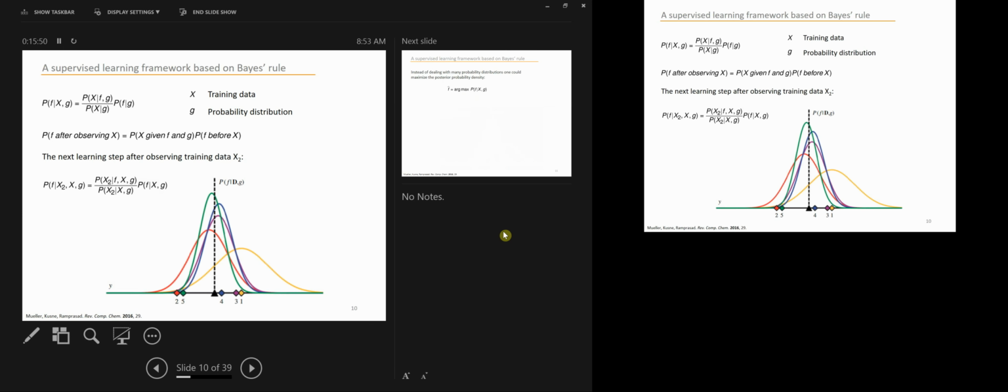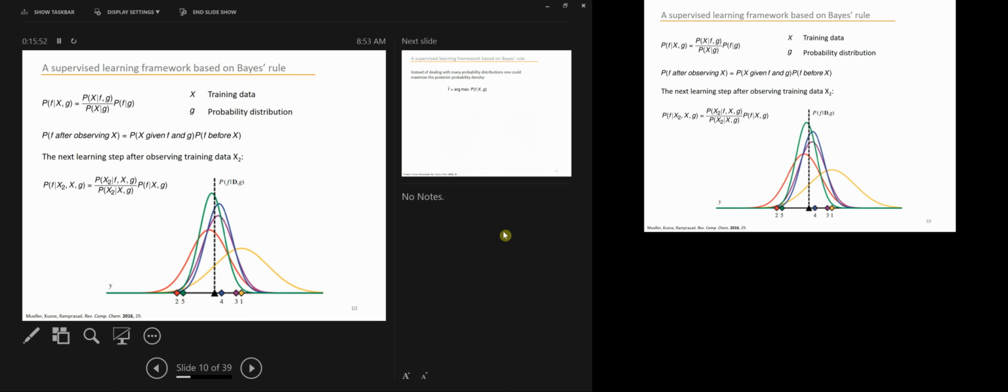So I usually find it quite useful to construct a learning framework based on statistical Bayes rule. In a very, very simple form, Bayes rule says that the probability of finding function f after observation of training data x is simply equivalent to evaluating the probability of obtaining data point x using function f and its corresponding probability distribution times the probability of function f before observing any training data.